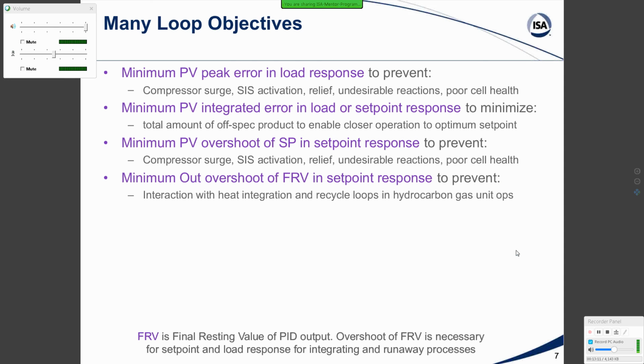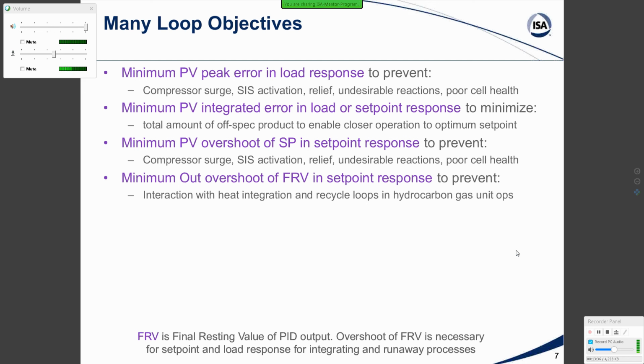And then we have a situation where we want a minimum output overshoot of the final resting value in a set point response. And this is principally to prevent interaction with heat integration and recycle loops. And this is a common occurrence in hydrocarbon gas unit operations. And so the focus may be on there.